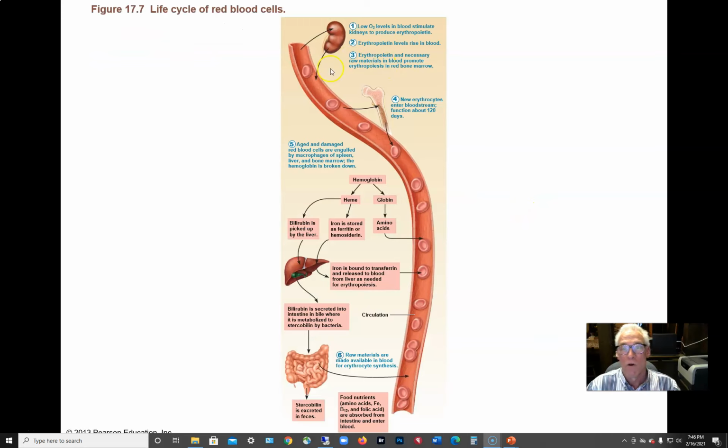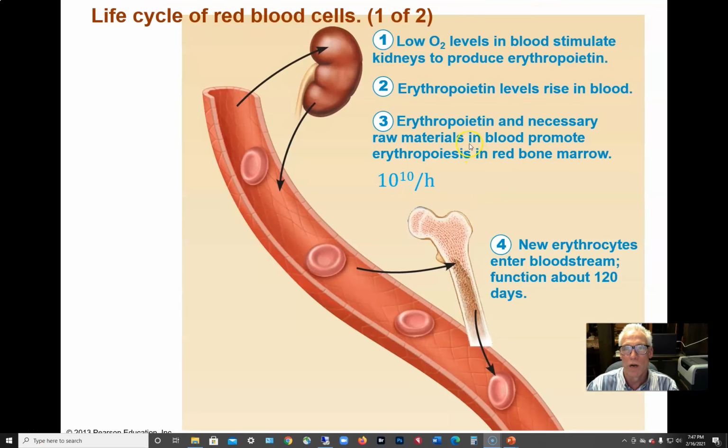So now let's look at the whole life cycle of these red blood cells. Here's a diagram that kind of shows the origin of the red blood cells and the recycling of red blood cells down towards the bottom. So I'm going to break this diagram into two parts to allow us to zoom in a little bit and see what's going on. So at the top we see what we've already just been talking about, the kidneys. If they become hypoxic, release erythropoietin.